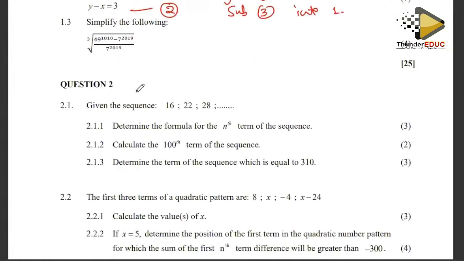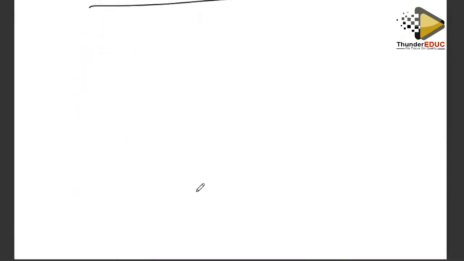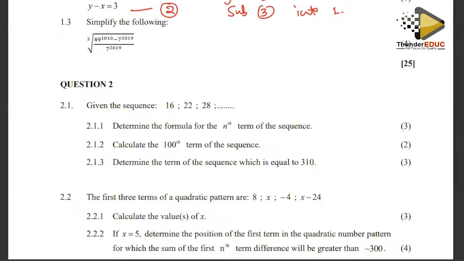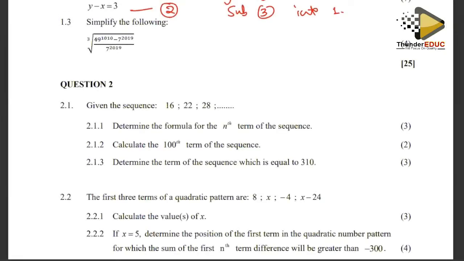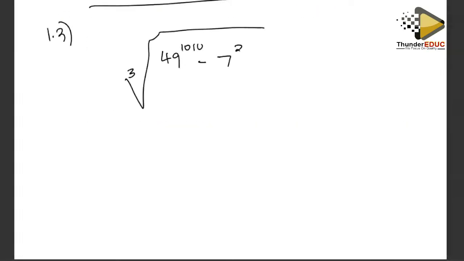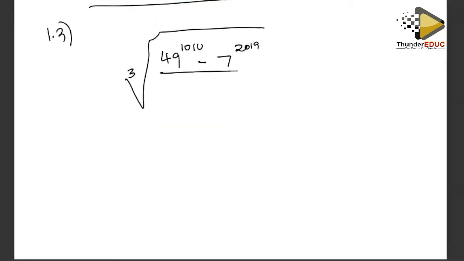All right, then question 1.3. For 4 marks, they're telling us the cube root of 49 with the exponent of 1010, minus 7 to the exponent of 2019, over 7 to the exponent of 2019.